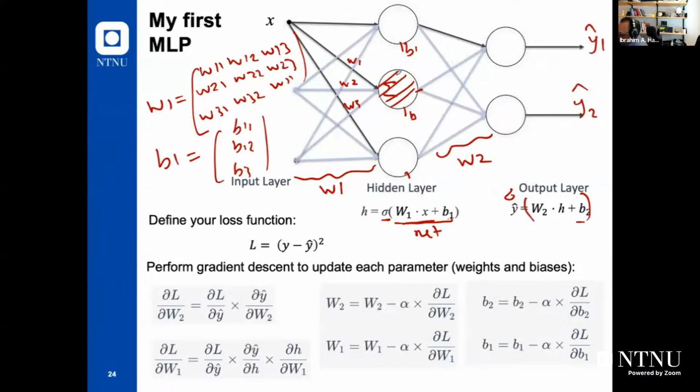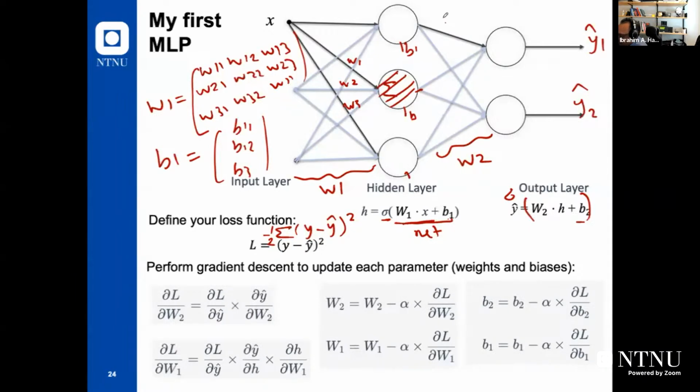Here, once you have calculated the output, we need to define a loss function. This loss function, we call it L, for example, will be half multiplied by the summation of y minus y estimated, squared. So this is my loss function. And now we need to do gradient descent to optimize this.